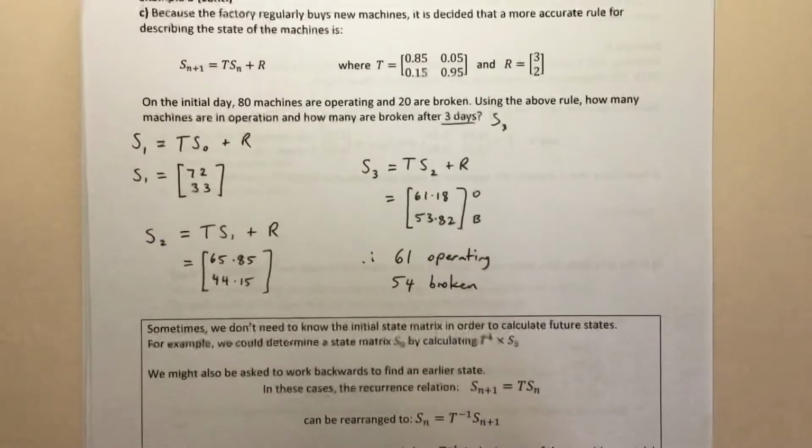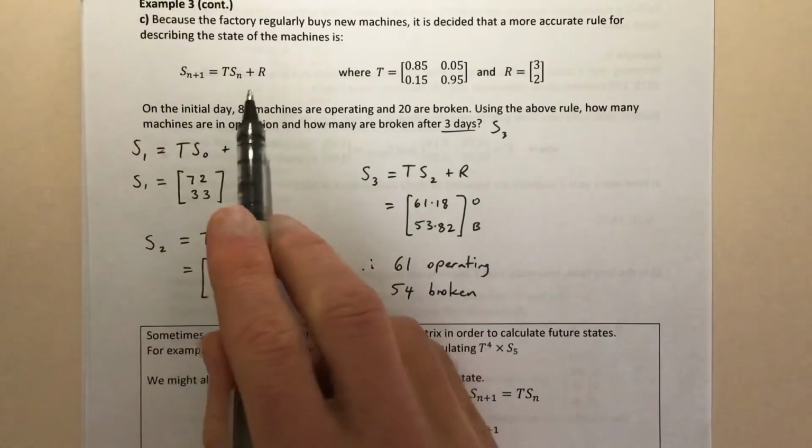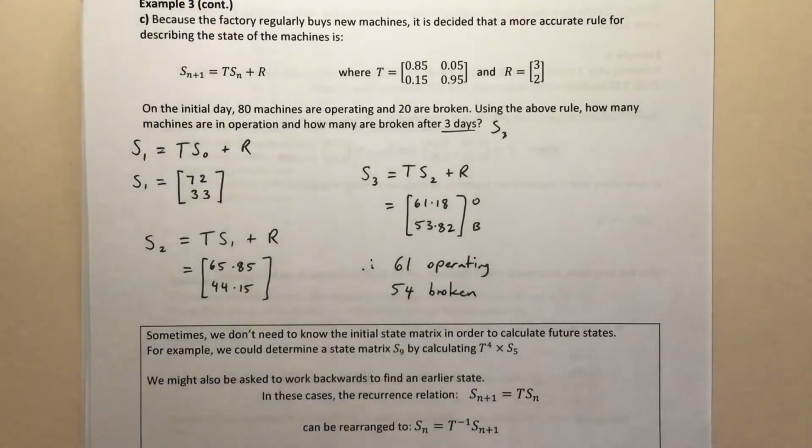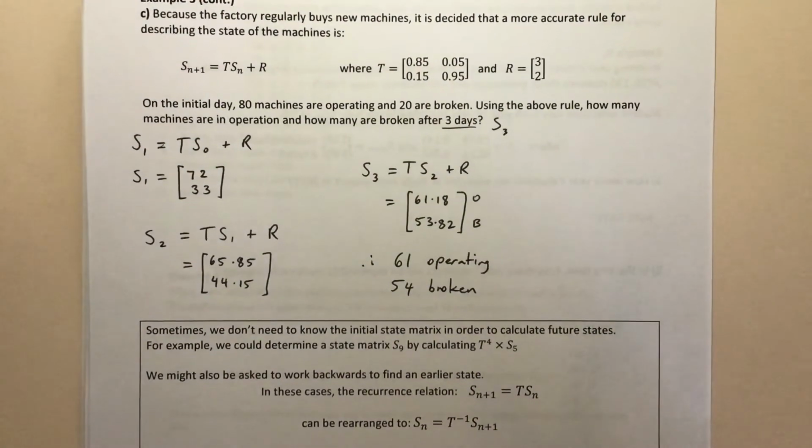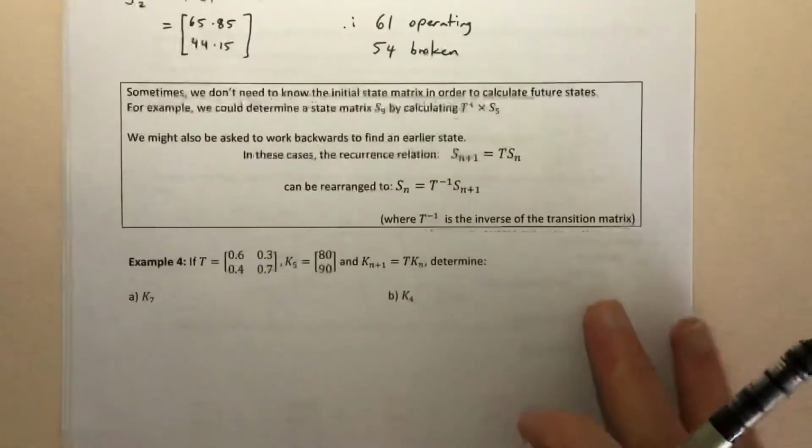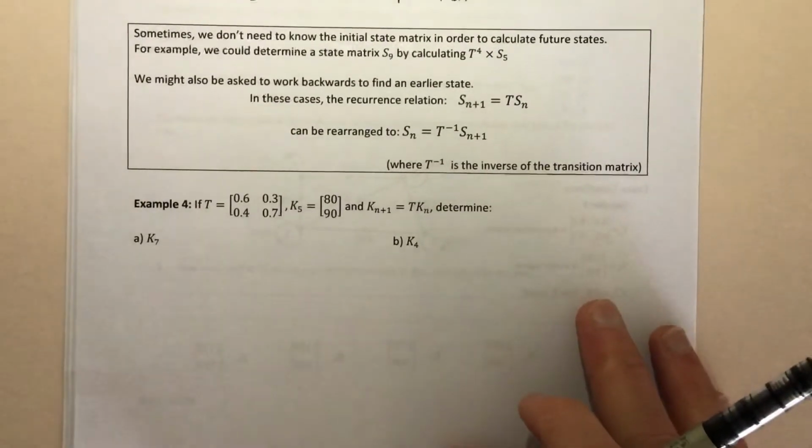All right, so a little bit trickier there when you have a relationship like that with a matrix being added at each step. You've got to work step by step. We can't use a power to sort of jump ahead there. All right, and a couple more just sort of tricky cases to be aware of.